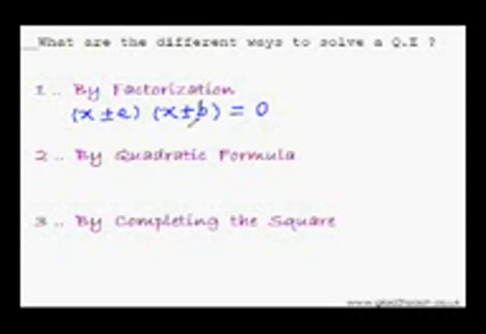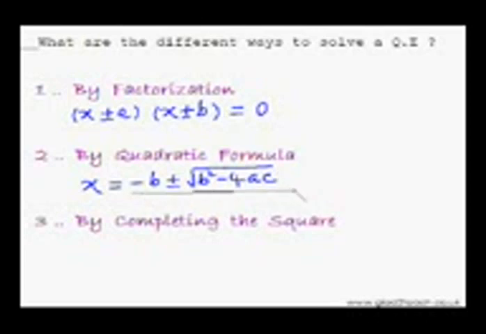the roots as well. The second way is by quadratic formula, which is x equal to minus b plus minus under root b square minus 4ac divided by 2a. And the third way, of course, is by completing the square on one side of the equation so that we can easily take the under root on the other side and solve the equation.